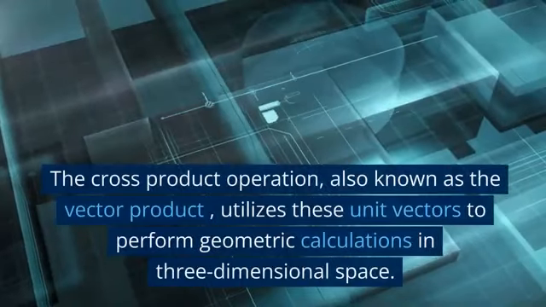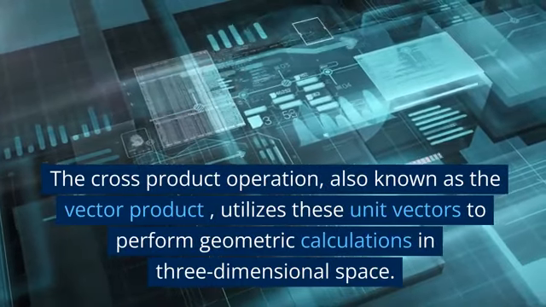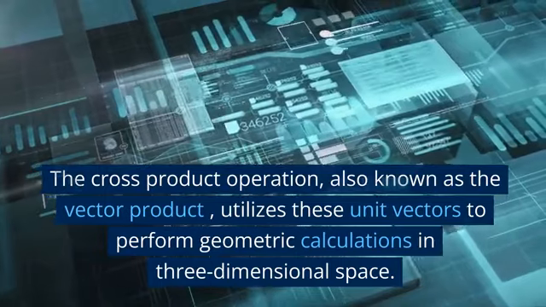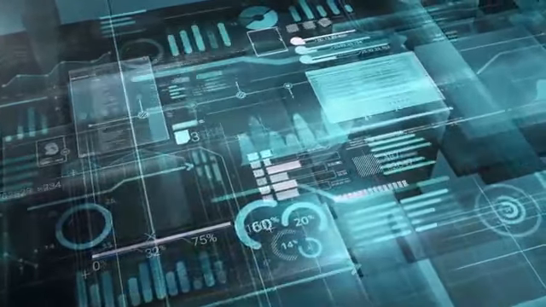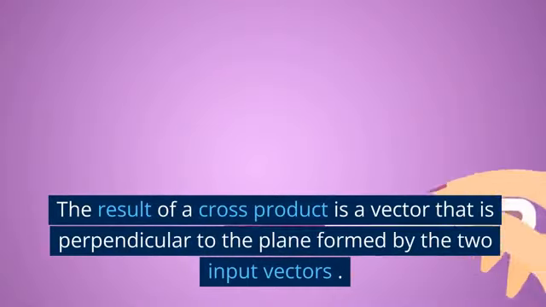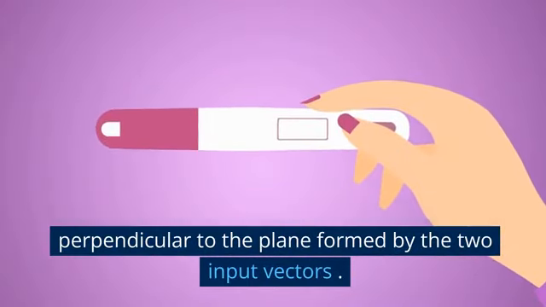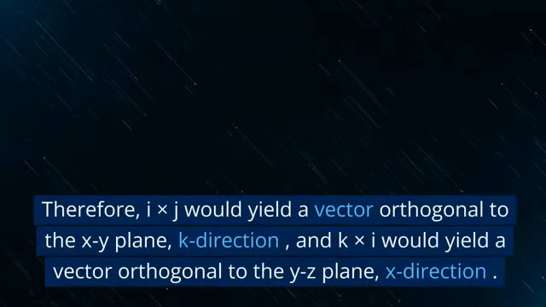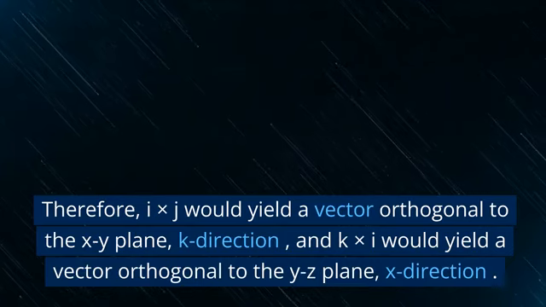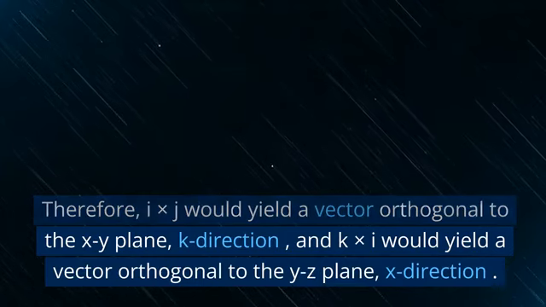The cross product operation, also known as the vector product, utilizes these unit vectors to perform geometric calculations in three-dimensional space. The result of a cross product is a vector that is perpendicular to the plane formed by the two input vectors. Therefore, i times j would yield a vector orthogonal to the xy plane, k direction, and k times i would yield a vector orthogonal to the yz plane, x direction.